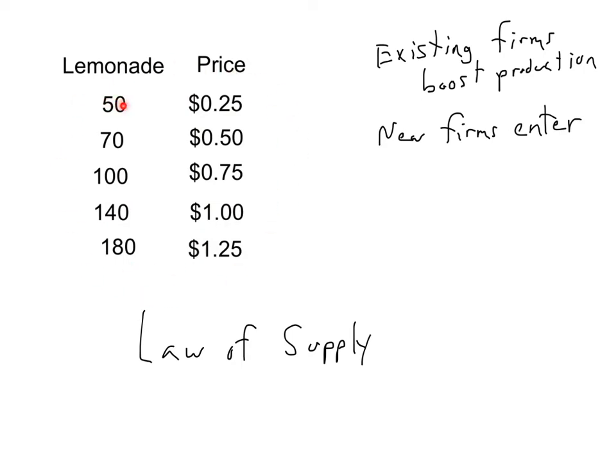Quantity supplied is a single point here. So if the price is 75 cents, then the quantity supplied is 100. And if the price is $1, then the quantity supplied is 140. But supply is this whole thing.